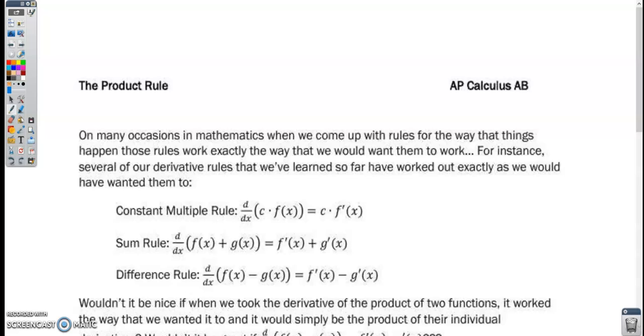The sum rule, if we take the derivative of two things being added together, well, hey, cool. We would want it to be the derivative of the first thing plus the derivative of the second thing. And the difference rule, we would want that to be the derivative of the first thing minus the second thing.